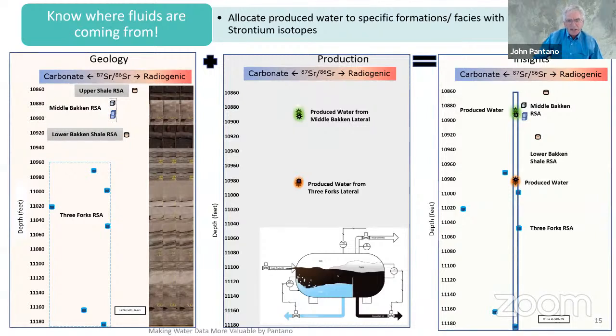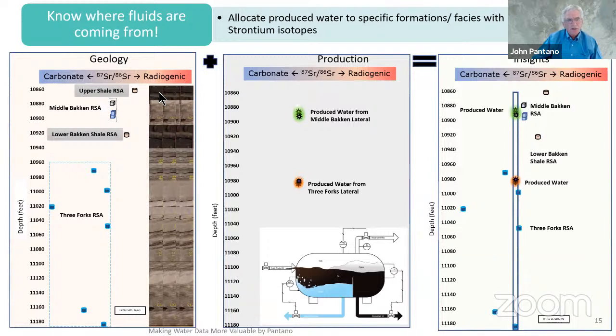So this is a study that was done in the Williston Basin. Again, this is from ConocoPhillips. Here's the ERTEC paper. They didn't have a unit, but basically, if we just look at this strontium isotope ratio, the carbonates are going to be a lot less radiogenic, and then the clays are going to be much more radiogenic.